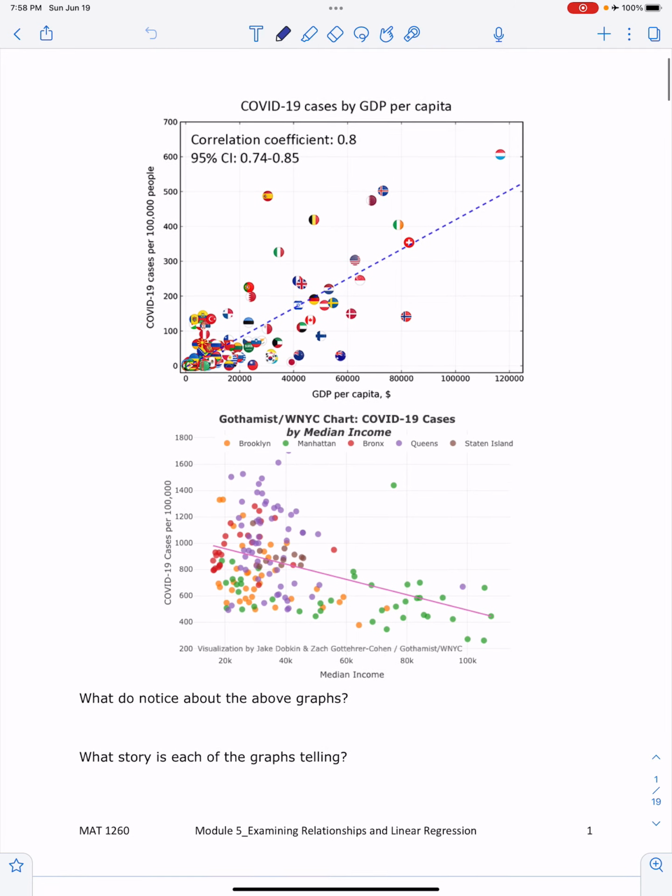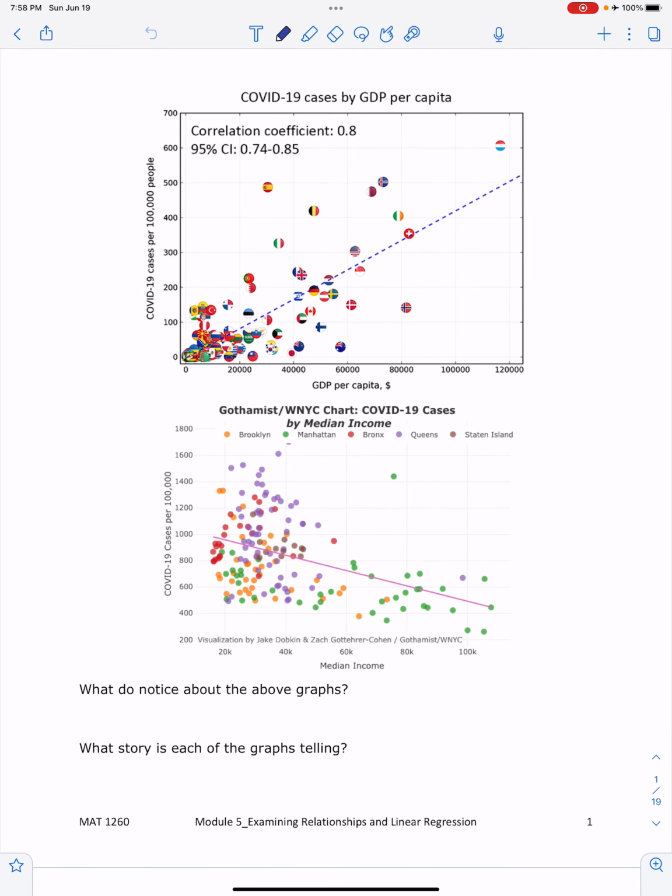So we're starting with two graphs. Top graph is COVID-19 cases per GDP per capita. Okay. Notice here, as the GDP goes up, and I love this graph with all the little flags in there so we know which countries we're talking about. But as the GDP goes up per capita, our COVID-19 cases per 100,000 people go up.